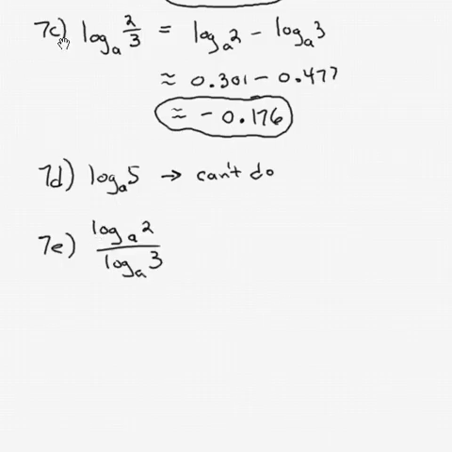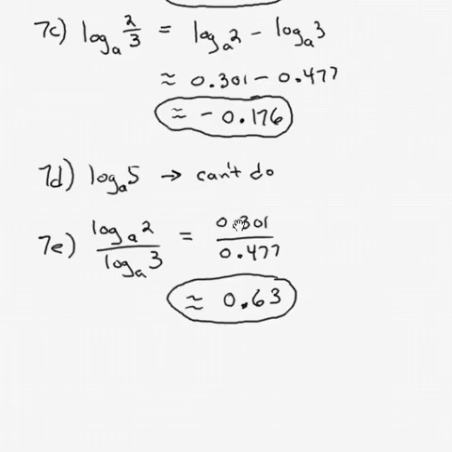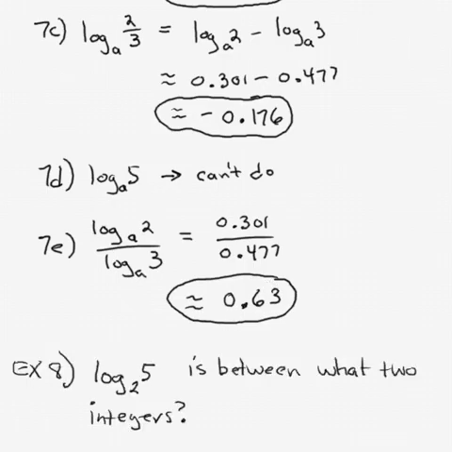All right, now this one, be careful. I want to compare and contrast 7c to 7e. 7c is the log of 2/3 base a. 7e is the log of 2 base a divided by the log of 3 base a. There is a law for 7c, but not one for 7e. So what you have to do is look up the log of 2 first, look up the log of 3 next, and divide those decimals with your calculator. So 0.301 divided by 0.477 is approximately 0.63.